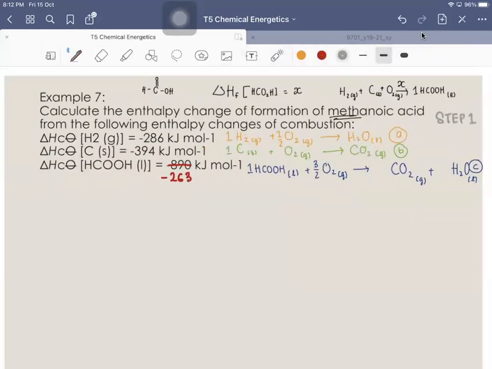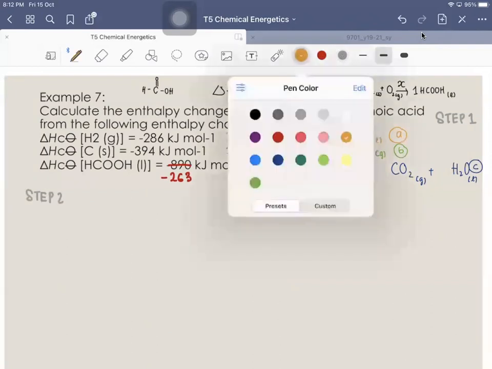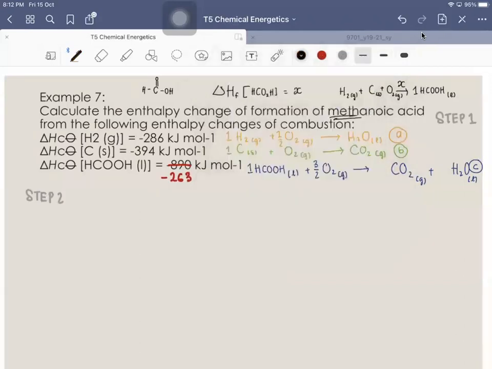Next, I move on to step 2. So step 2, I have to arrange them in a Hess cycle. Again, I like to put my enthalpy change of reaction on top. In this case, it happens to be unknown, so it's my X. H2 plus carbon plus oxygen to form HCOOH. And conveniently, they're all in 1 mole.